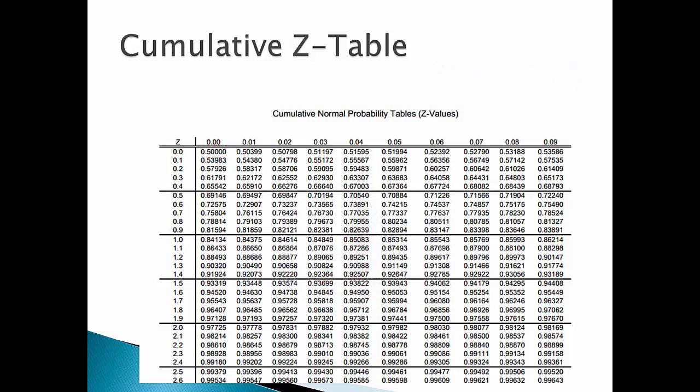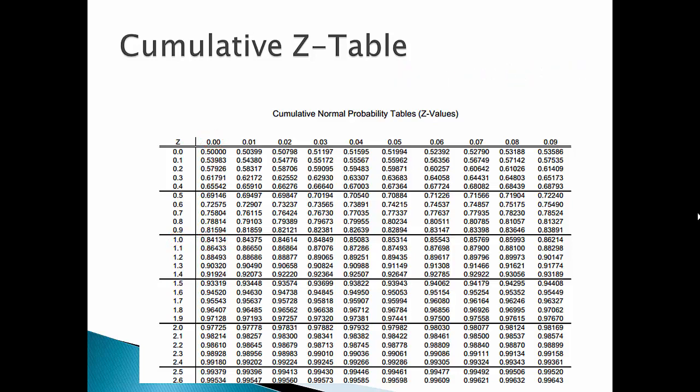Now, what is the probability that Z is less than 1? That is, what is the cumulative probability of Z equals 1? Well, 1 is equal to 1.00. So in the first column, we look up 1.0, and along the top row, we look up 0. This corresponds to 0.84134. So the probability that z is less than 1 is equal to 0.84134.